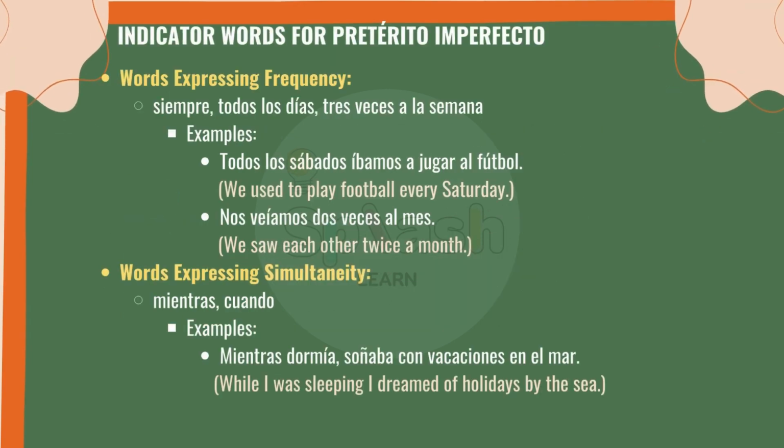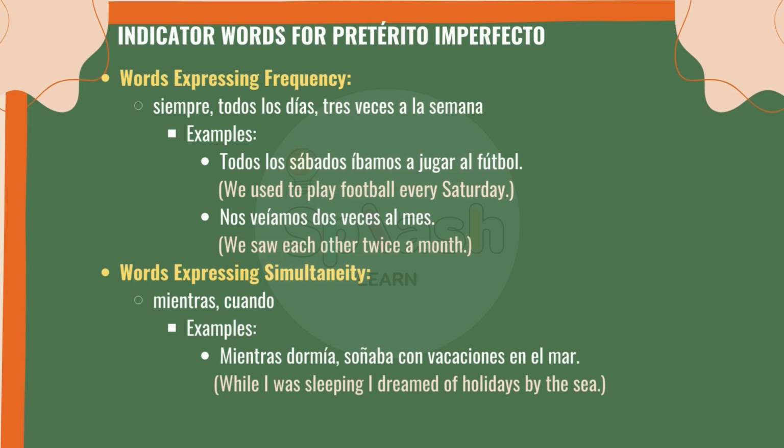To help identify when to use the pretérito imperfecto, we can look for certain indicator words that signal ongoing, habitual, or simultaneous actions. Words that express frequency often indicate the use of the pretérito imperfecto. Example: siempre, always. Todos los días, every day. Tres veces a la semana, three times a week. Sentences. Todos los sábados íbamos a jugar al fútbol. We used to play football every Saturday. Nos veíamos dos veces al mes. We saw each other twice a month. These frequency words show regular actions in the past.